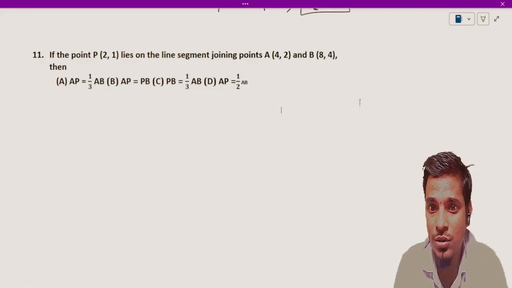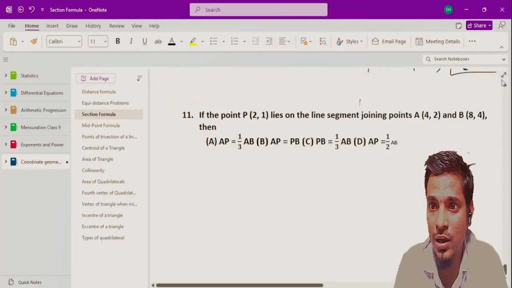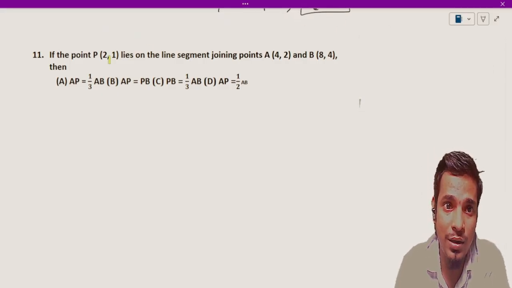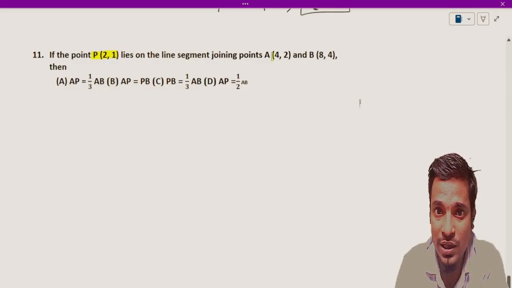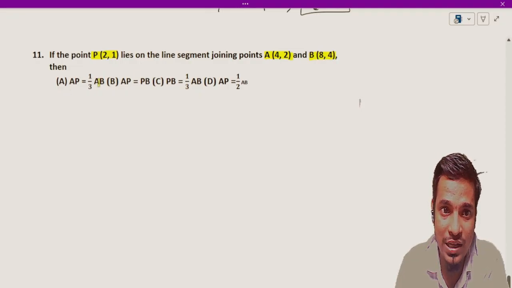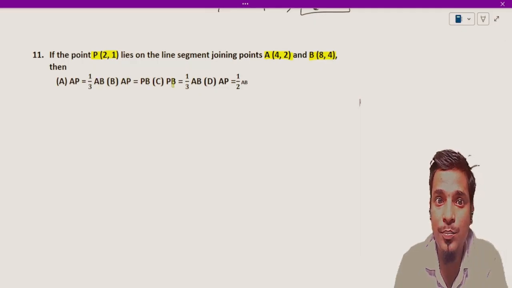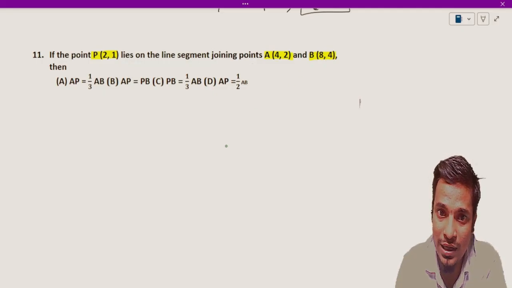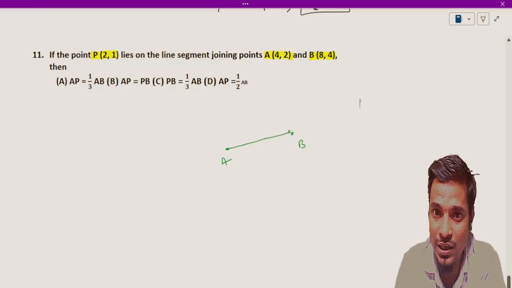Let's try to solve this last question on the section formula, and then we'll move to the midpoint theorem. Here we have a point P which lies on a line segment joining points A and B. Then we have to find the relation between AP and AB, AP and PB, PB and AB, and AP and AB. As this point P lies on the segment joining A and B, we can consider that the point P is dividing this line segment AB in the ratio m:n.